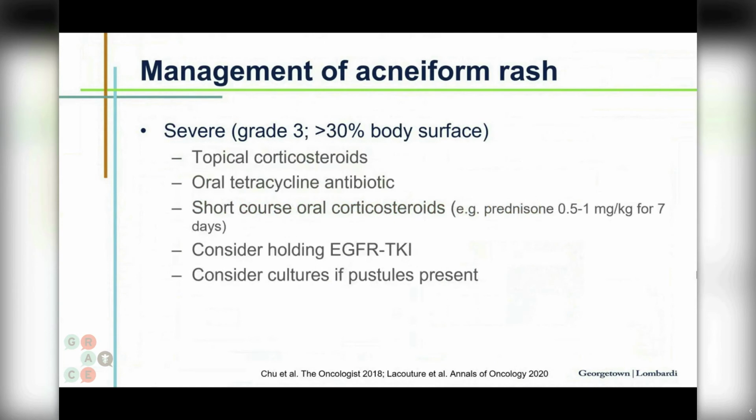When the rash is severe or grade 3, defined by more than 30% body surface area involved, we use topical steroids and oral antibiotics, but consideration can also be given to a short course of oral corticosteroid so that the steroids can go everywhere. For example, prednisone 0.5 to 1 milligram per kg for a few days. And in this setting, we think about holding the therapy. If there are lesions that have pus or other discharge, cultures can be sent for further workup. Next slide, please.